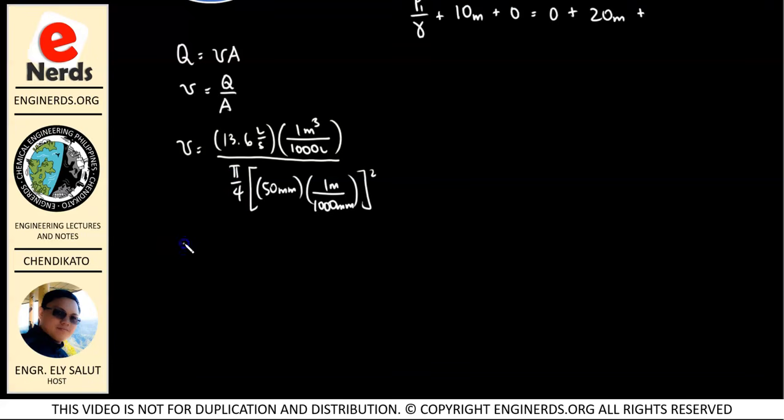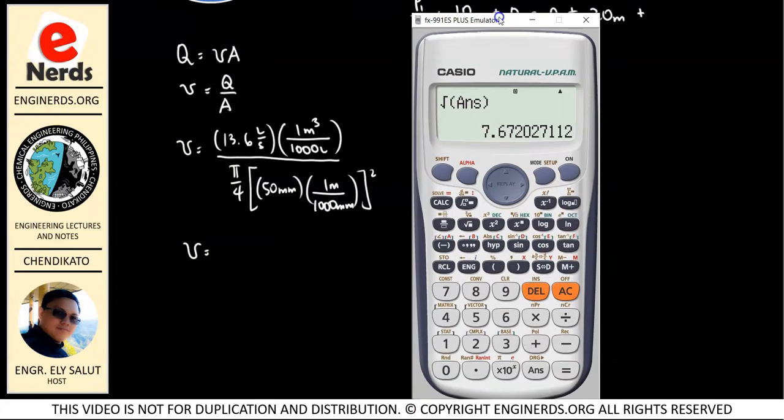So, therefore, our velocity is equal to, let us use again our calculator. We have 13.6 divided by 1,000, divided by pi, times 4. Then we're going to divide that by the square of 50 divided by 1,000. We're going to square that. So, we have a velocity of 6.9264.